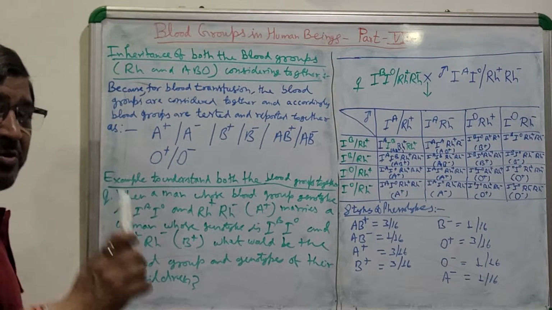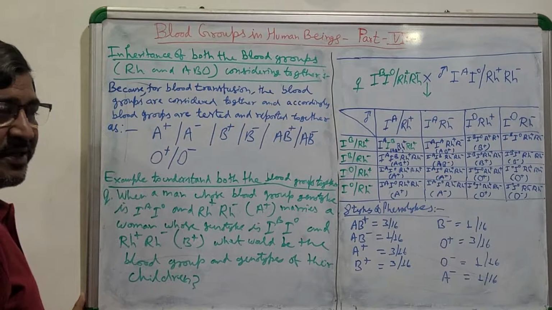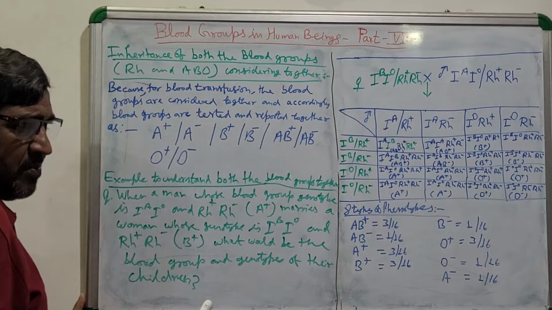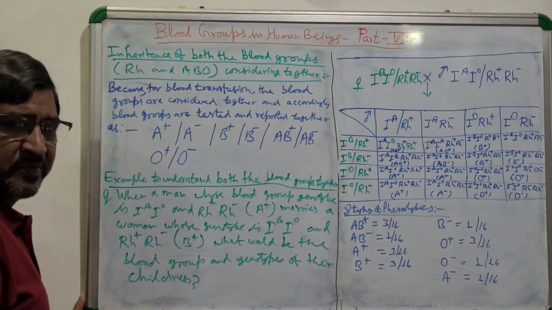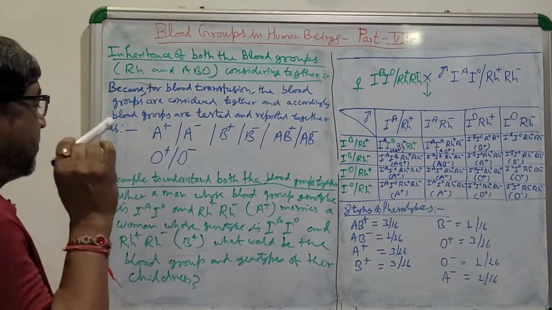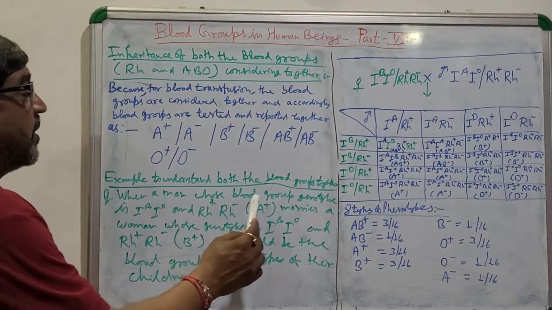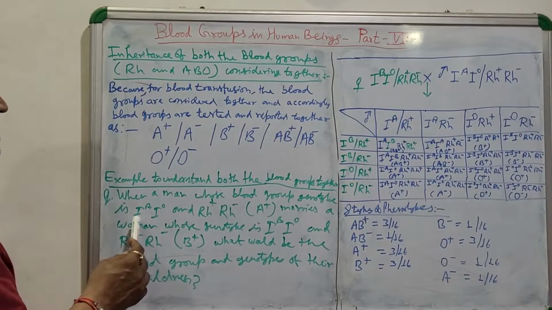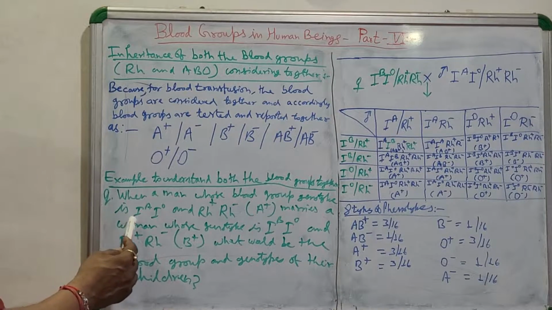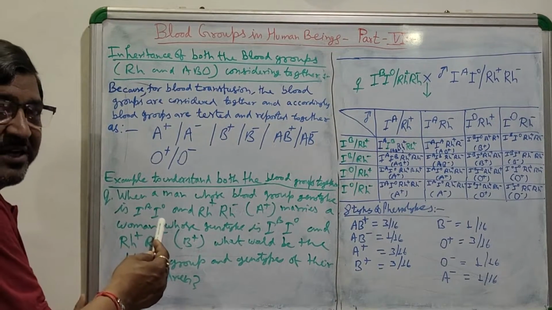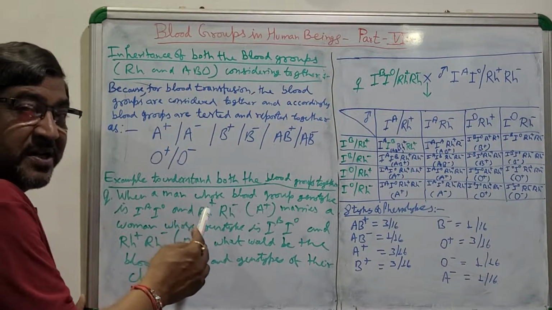Now come to see the example, considering both, because for inheritance you don't have control. So considering both the blood groups, what would be the expectation of the children's blood group? I'm putting one example. A man whose blood group is A positive, but of course the A is in heterozygous condition, and RH positive is also in heterozygous condition.